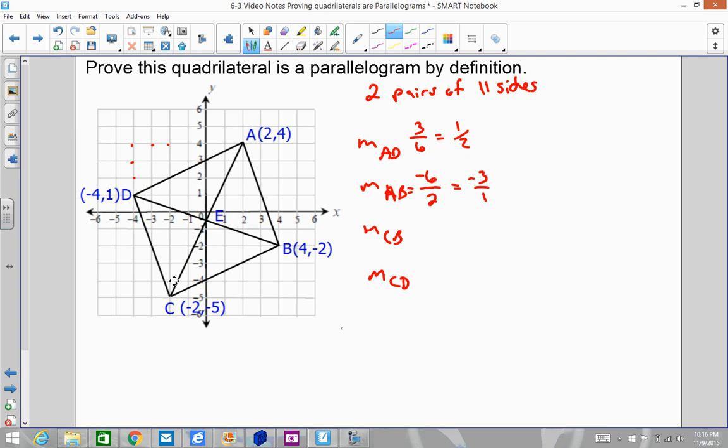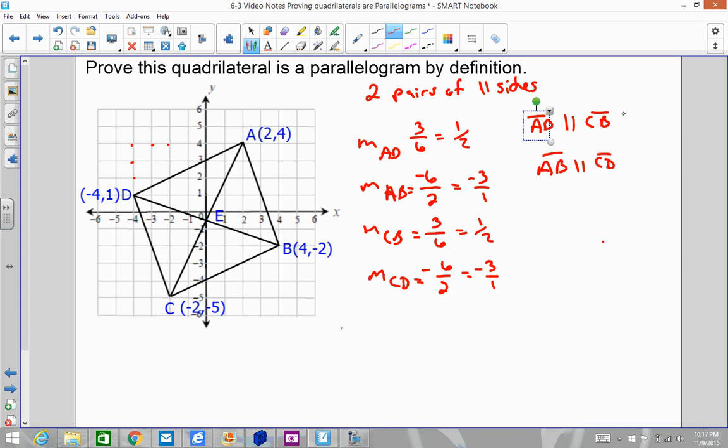CB. So that's going to be 1, 2, 3 up, and 1, 2, 3, 4, 5, 6 to the right. So 3 up, 6 to the right, which is equal to 1 half. And then finally CD, which is going to be 1, 2, 3, 4, 5, 6 down, and 2 to the right, which is negative 3 over 1. And I can see that AD is parallel to CB, and that AB is parallel to CD.